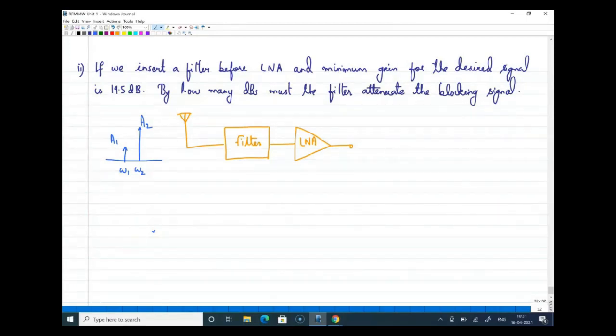So at the input side, you have A1 and A2. Now you have a filter. The idea of the filter is just to attenuate A2, the blocking signal. So at the input of LNA, you will not get A2 directly. You will get a slightly different amplitude. I'll wait for 1 or 2 minutes for you to try this question, and if you are not getting it, I can definitely help you.